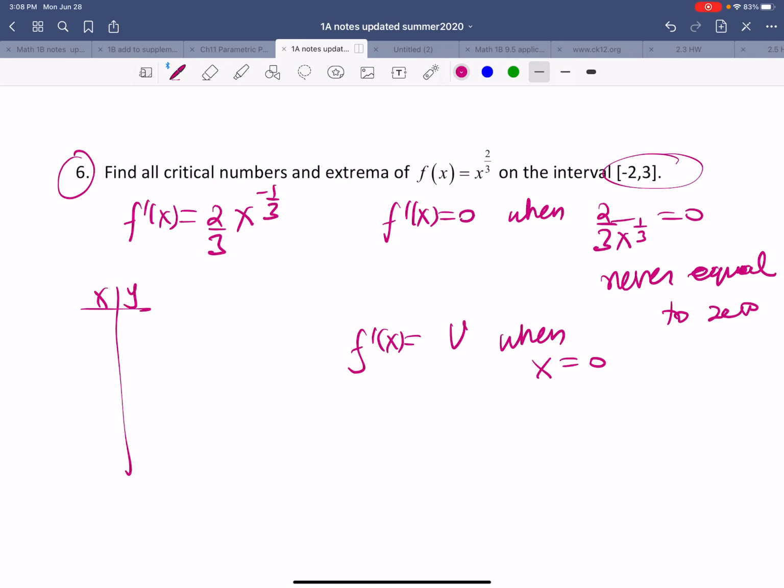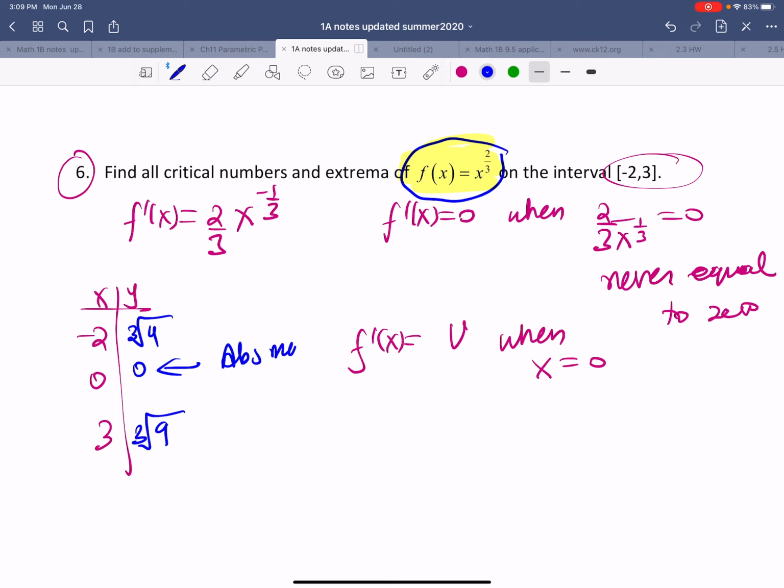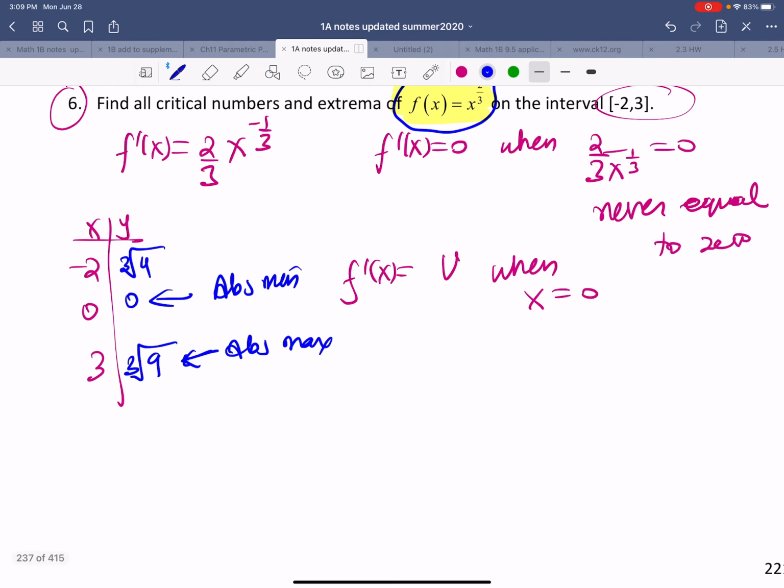So I'm going to go ahead and make a table: -2, 0, and 3. When x is 0, the y turns out to be 0 as well. Again, you plug in here to find the y values. When x is 3, x to the power 2/3 is the cube root of 9. If I plug in -2, that's going to be the cube root of 4. So it looks like I do have an absolute min here, and an absolute max here.